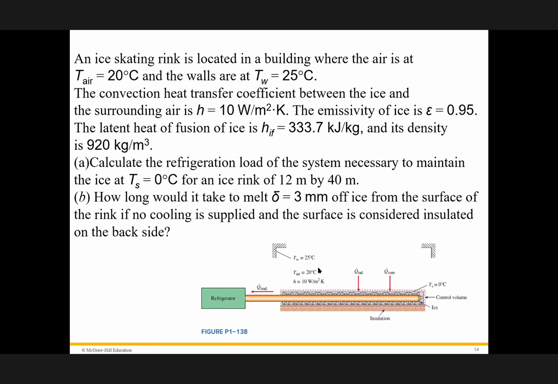Therefore, I multiplied the area 480 meters square times the h, the 10, times the temperature difference between 0 and 20. Good. And this is by convection. Yes. Plus you have exchange by radiation. Oh, yeah, true. Sorry. Sigma A (Ts minus T infinity). Okay.